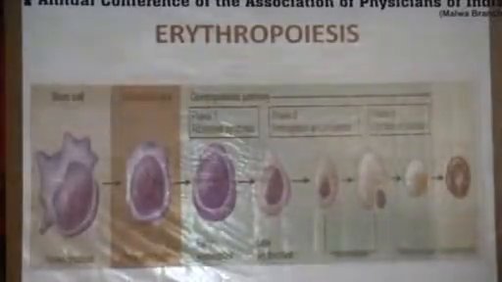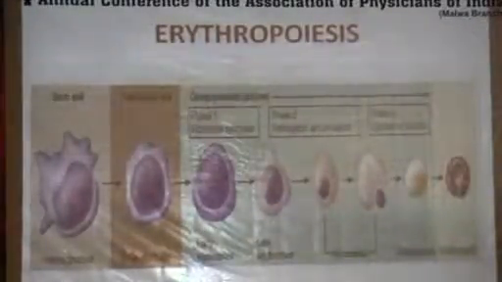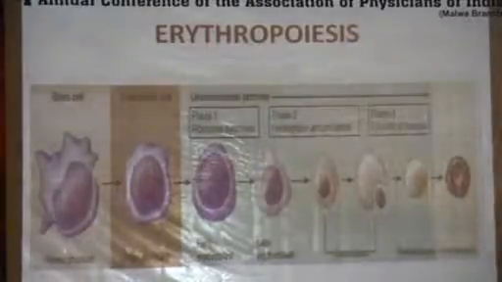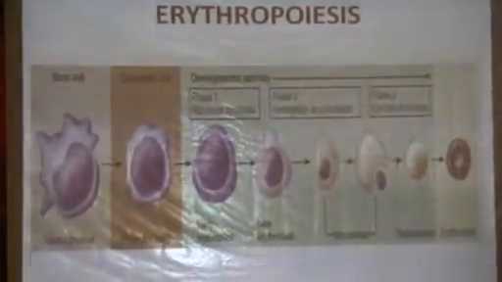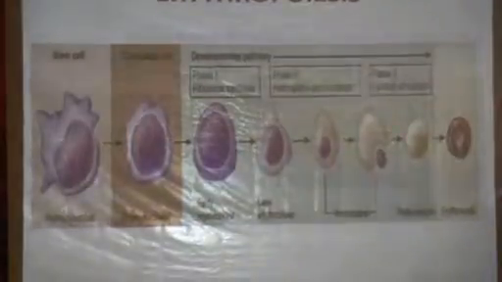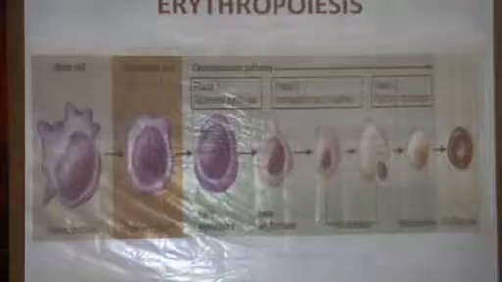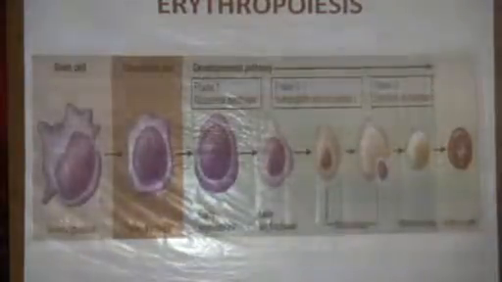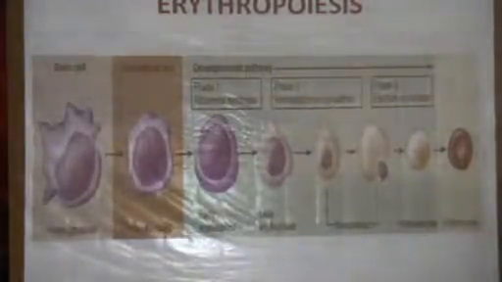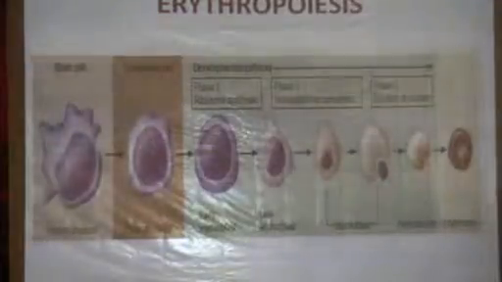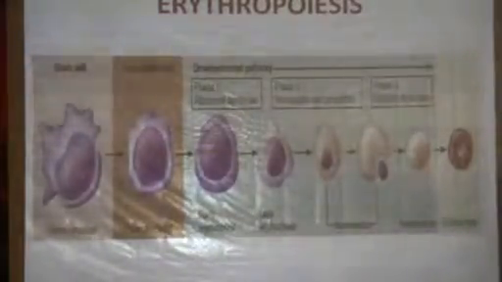This is a diagrammatic representation of what happens in the bone marrow, how the final erythrocyte is produced, starting from a very basic stem cell, that is a pluripotent stem cell. We call it pluripotent because it has the potential to go into any side. It can go into the platelets line, it can go into the leukocyte, it can go into the erythrocyte.